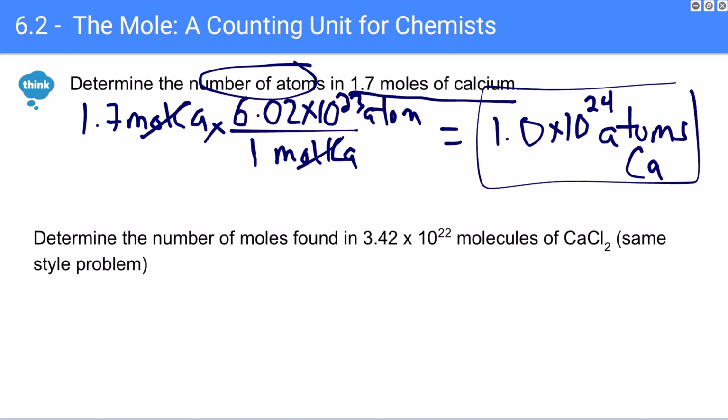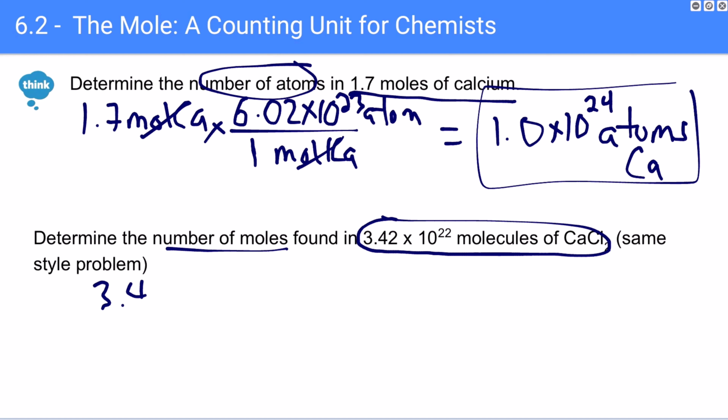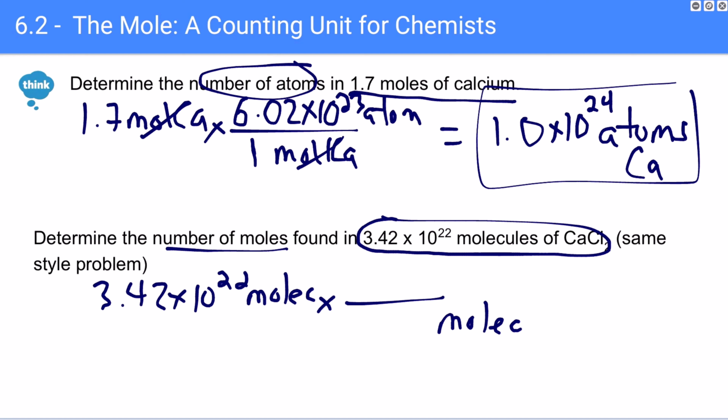Determine the number of moles found in 3.42 times 10 to the 22nd molecules of CaCl2. So again, we start from the beginning. It's the exact same style of problem. The only difference is we're starting with a different material than what we did previously. Molecules on the bottom. Again, we use Avogadro's number. Our mole number is 1.